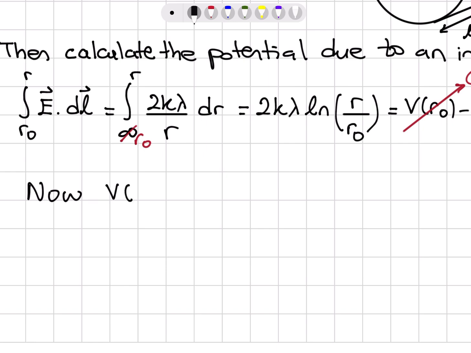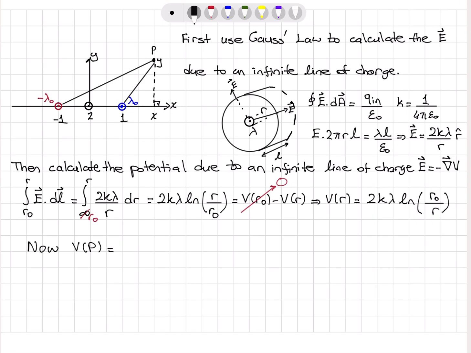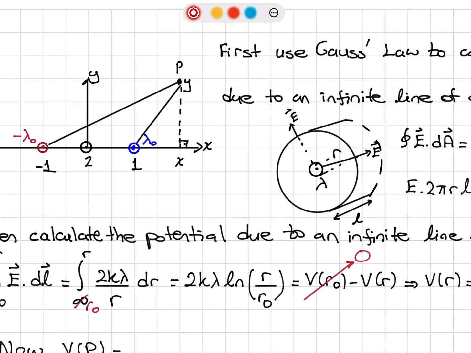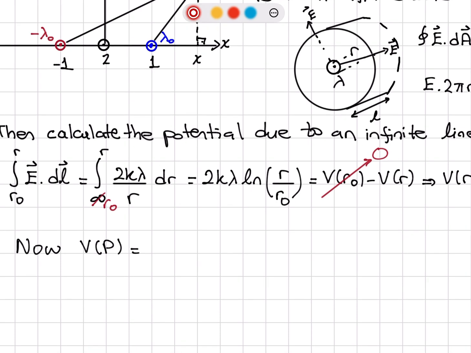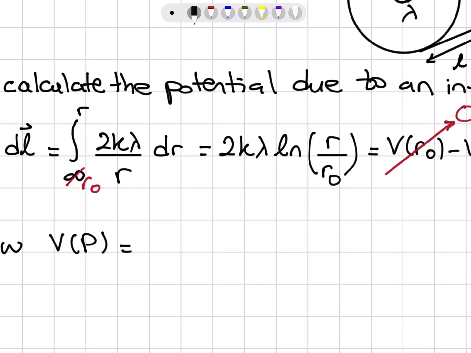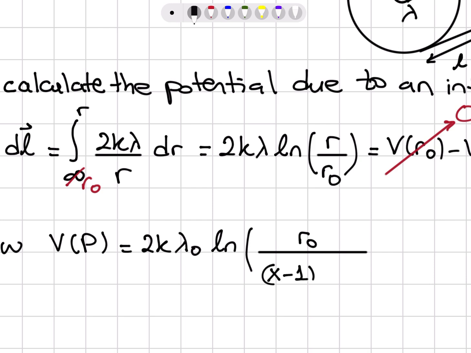The potential at point P is due to the positive line charge and the negative line charge. Now, what is my radial distance for the positive line charge? It is the square root of x minus 1 squared plus y squared. That's the radial distance, so you consider this right triangle here. So for that part of the charge distribution, I can write 2k lambda 0 natural logarithm R0 divided by the square root of x minus 1 squared plus y squared.